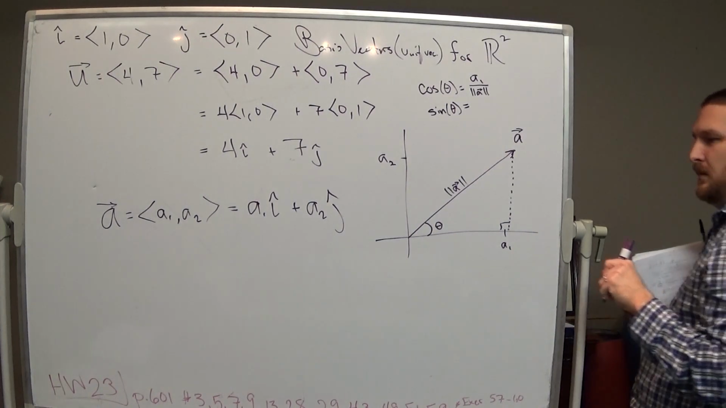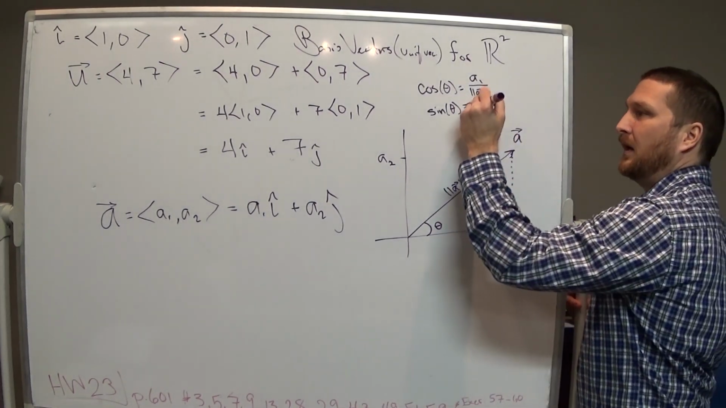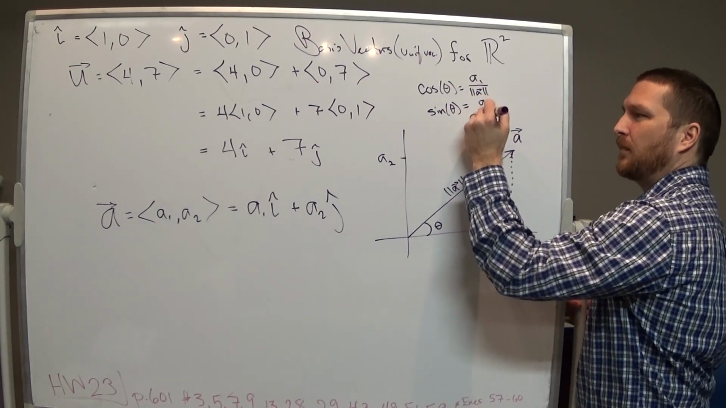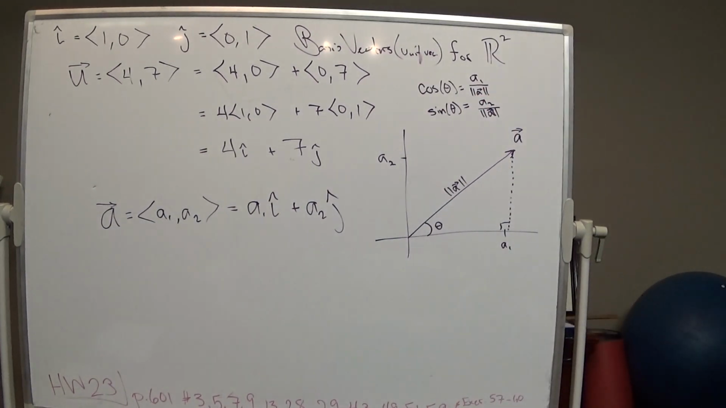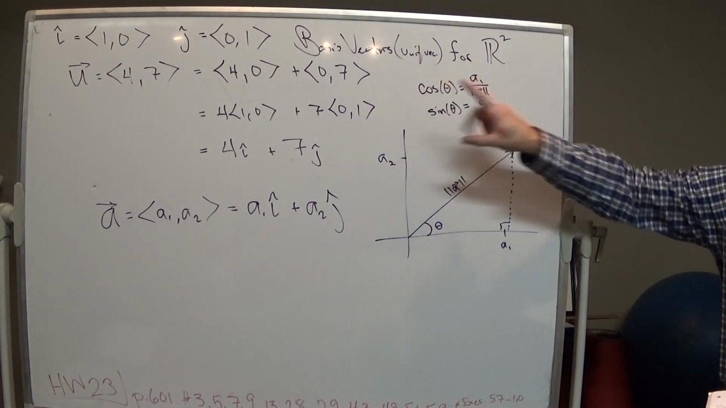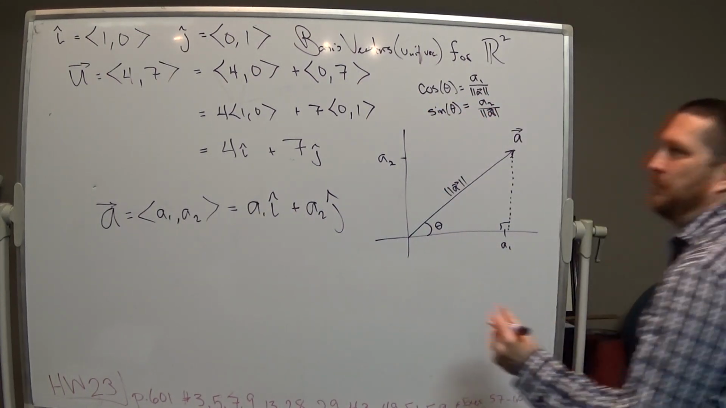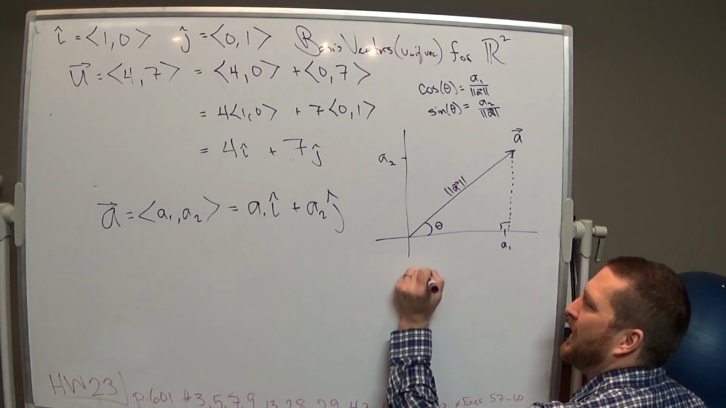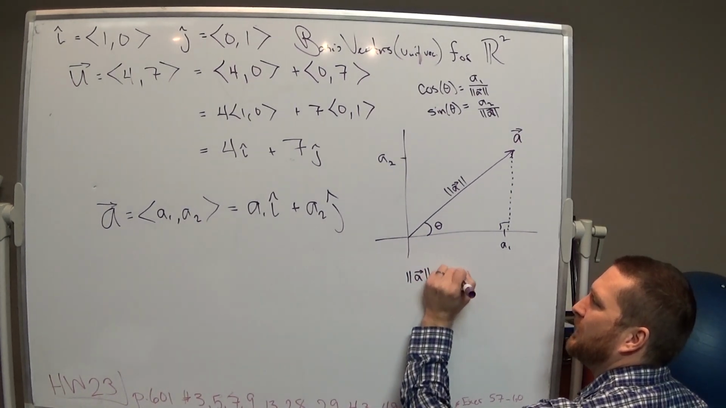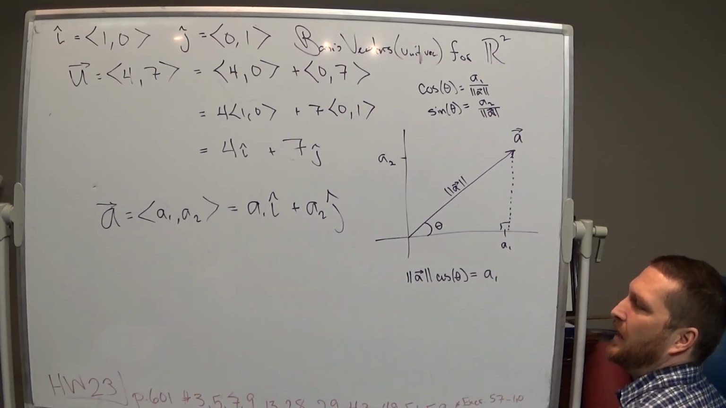It would be A2 over the magnitude of A. Okay? Now check this out. In both of these cases, I could multiply by the magnitude, and I get that the magnitude of A times cosine theta is equal to that first entry in A.